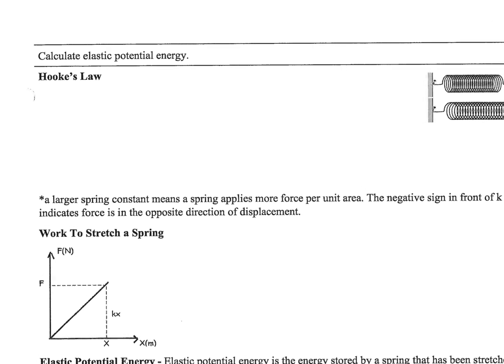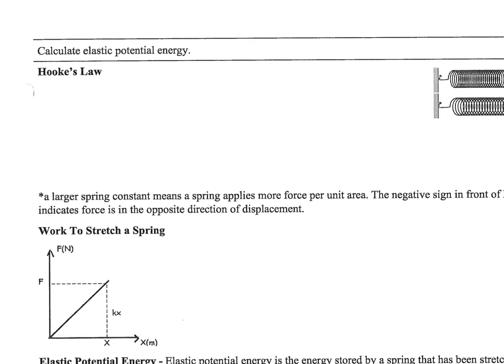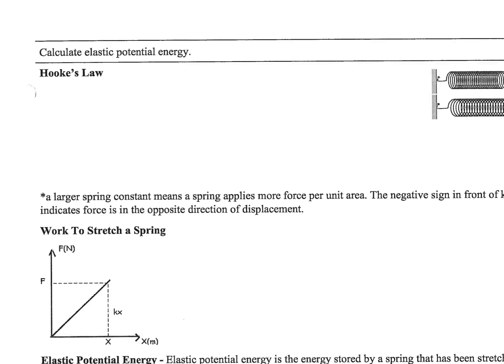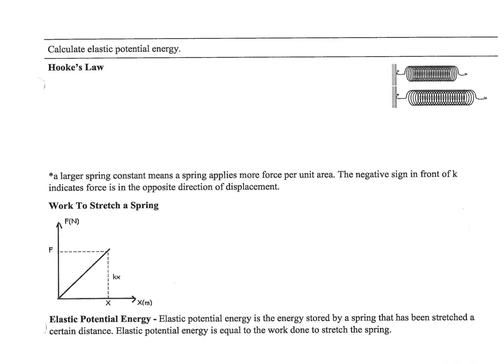All right, so now let's look at Hooke's law. What do we know about Hooke's law? Hooke's law is going to tell us about elastic potential energy. We usually call this spring U sub S, or U sub E if you want to think of it as elastic potential energy. So what does Hooke's law say?